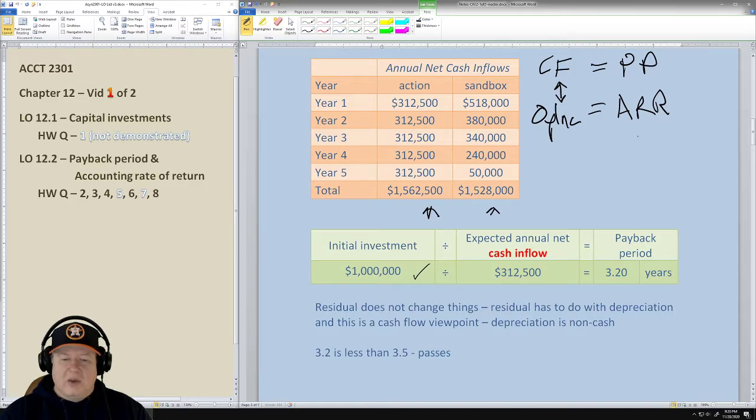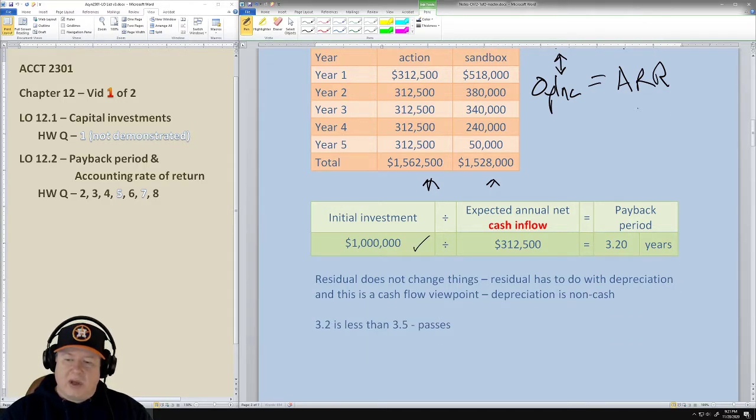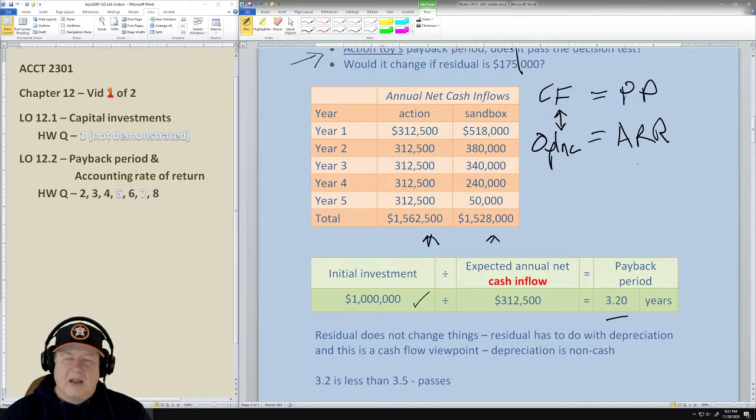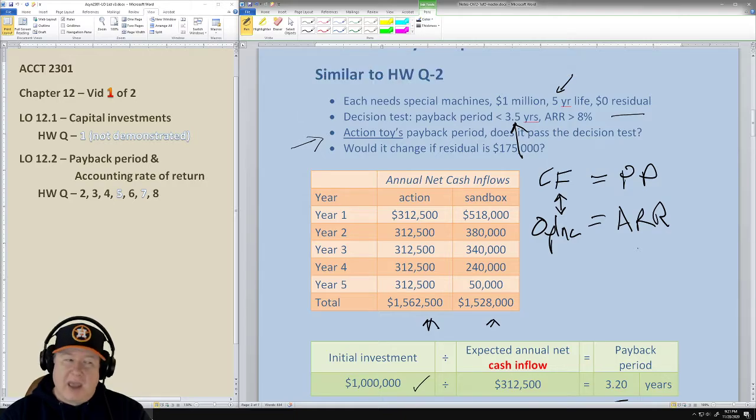So the question asks, does the residual change anything? We say it does not change anything, because the payback period is focused on cash flow. Residual has to do with depreciation. Depreciation is non-cash, therefore we don't bring it into our calculation. And then, did it pass the threshold? Well, yes. We wanted it to be less than 3.5 years. It ended up being 3.2 years. So our first pass at whether or not investing $1 million into the special machine for the action toys is worth it, we say yes, at least according to the payback period analysis.